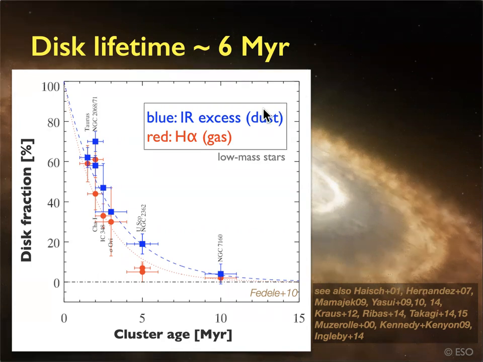This figure shows the evolution of the disk fraction of each cluster. Red point shows the gas signature and the blue point shows the dust signature. And both gas and dust signatures disappear at around 6 million years.